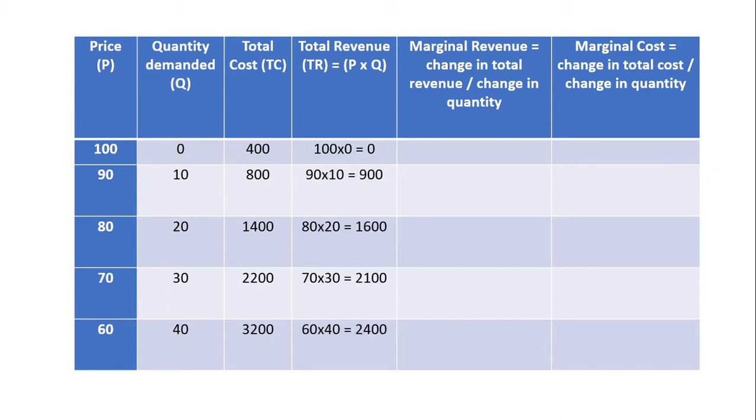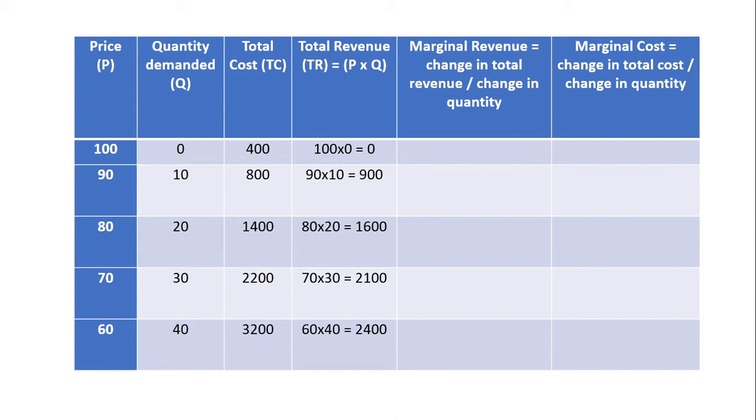So I've filled that part in. We would do 90 times 10 is 900, 80 times 20 is 1600, etc. So we would first calculate total revenue, and then the next thing we want to calculate is marginal revenue. How much additional revenue do I get when I increase that level of quantity? The formula for marginal revenue is the change in total revenue divided by the change in quantity.